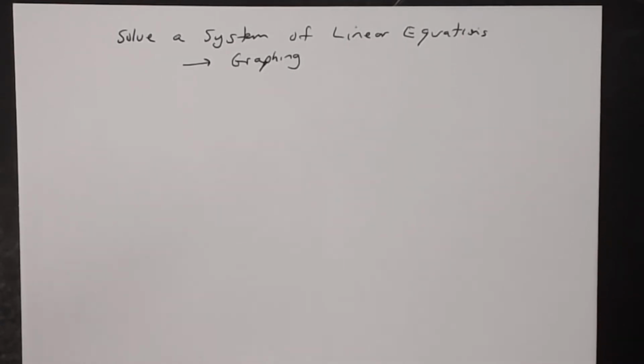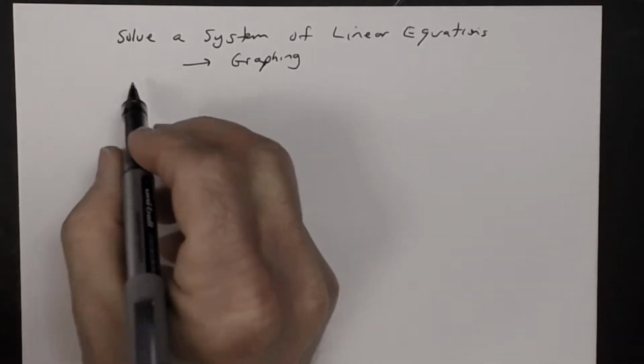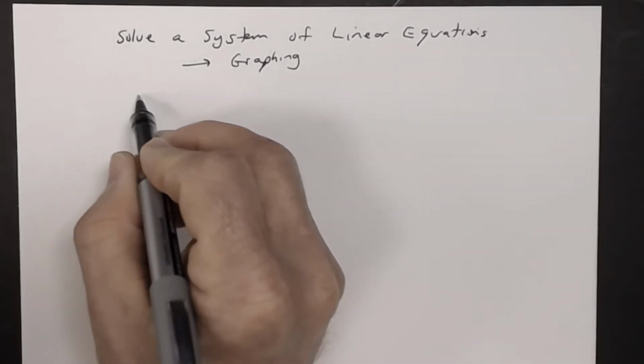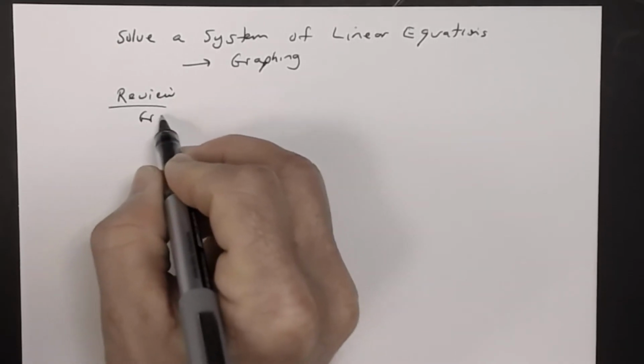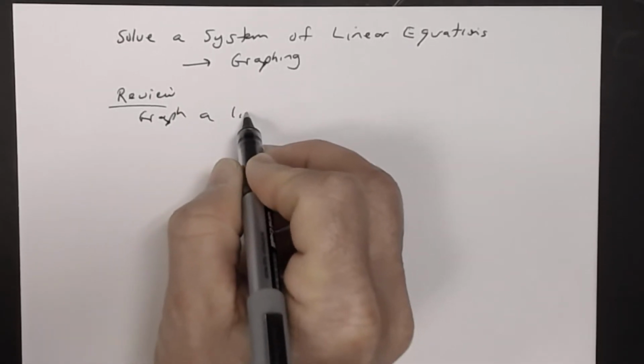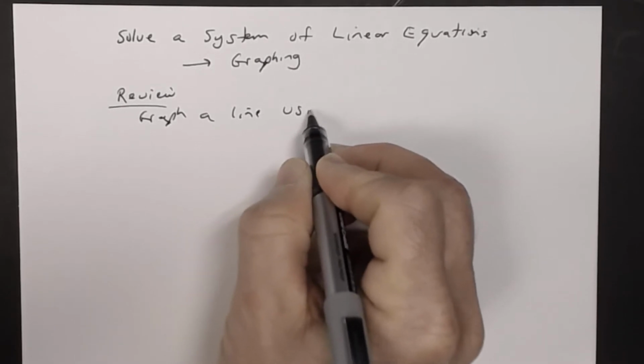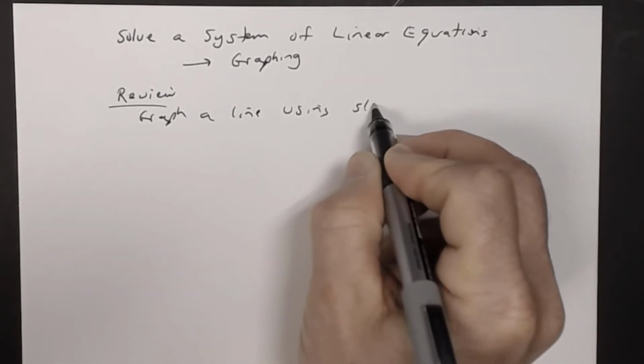In this lesson, we're going to solve a system of linear equations, and we're going to do this by graphing. And so we're going to review a concept you learned in a previous course. So let's review how to graph a line. So this is going to be review: graph a line using slope and y-intercept.